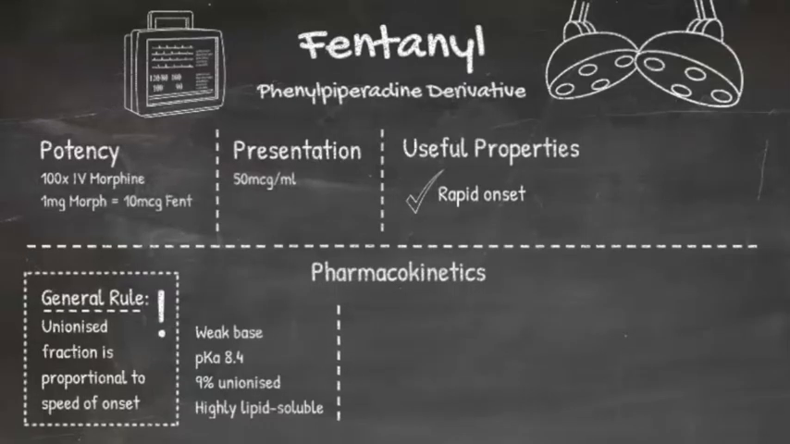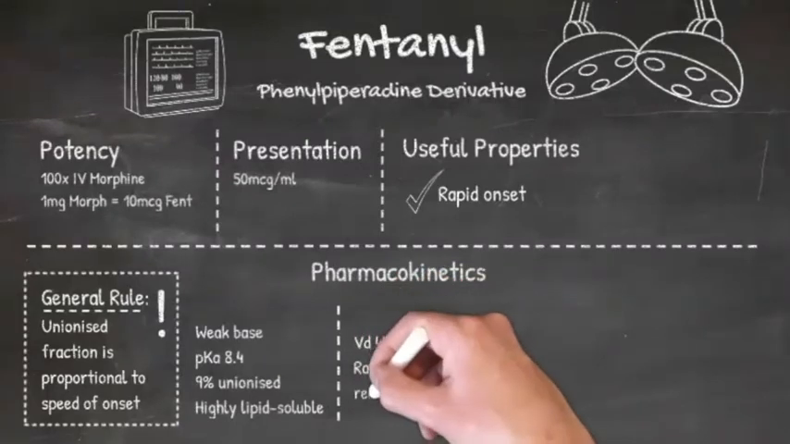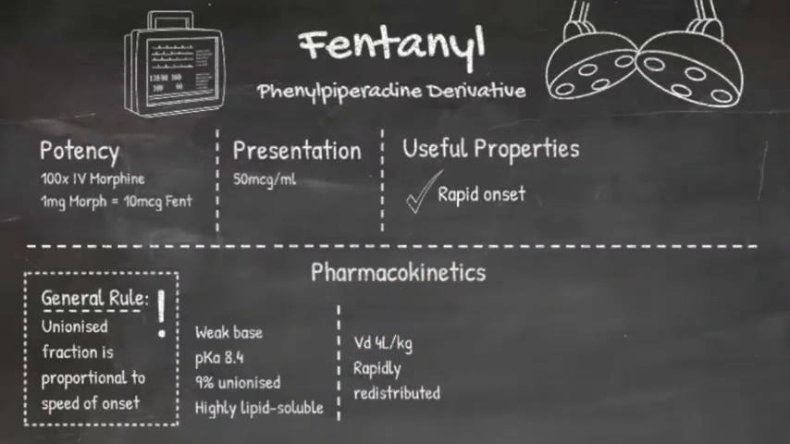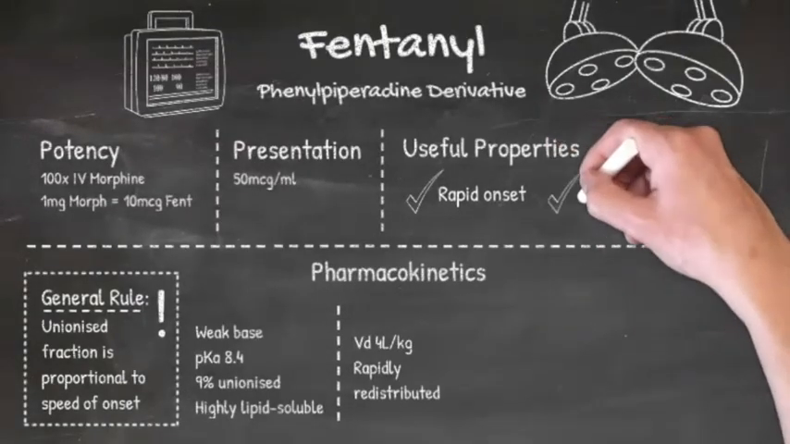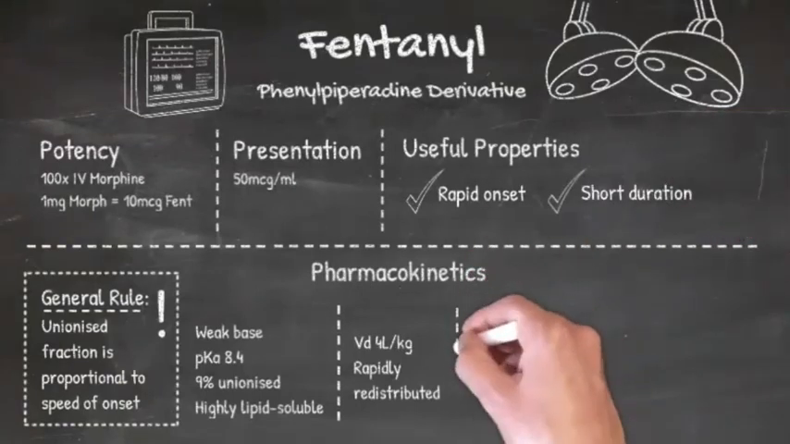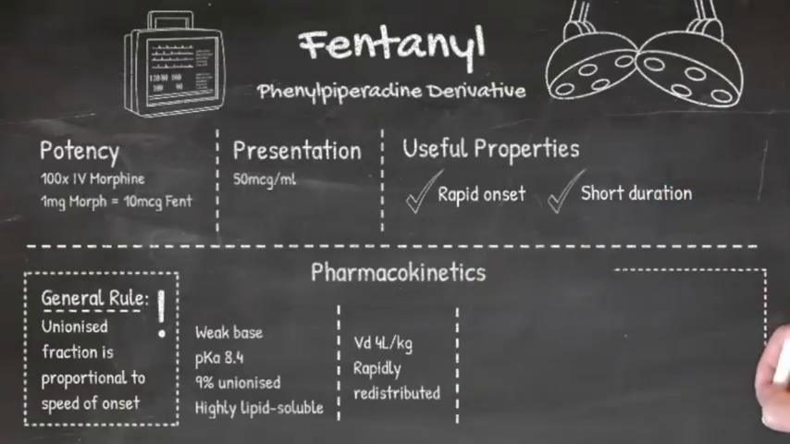And it follows that because of its high lipid solubility, fentanyl has a very high volume of distribution. That means it rapidly redistributes to peripheral body compartments, so has a relatively short duration of action, even though it's actually excreted from the body much slower.